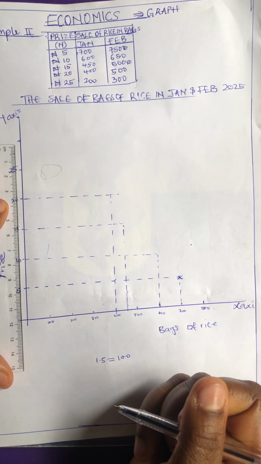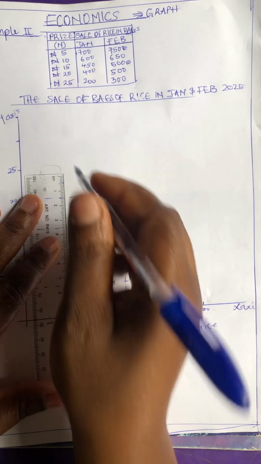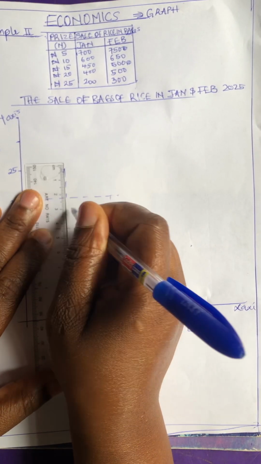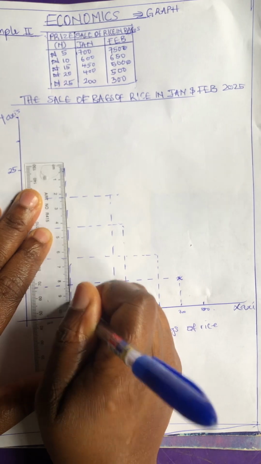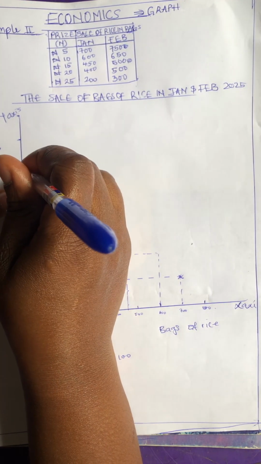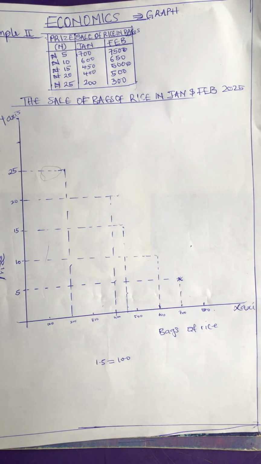All right, the last one is 200 at 25 naira. Where's our 200? This is our 200. 200, a continuous change. What this means is, as the price increases, fewer bags are purchased. So that's all for January.